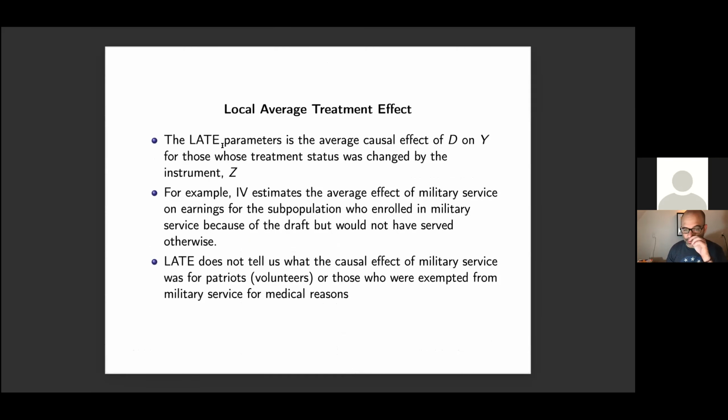So the LATE parameter is the average causal effect of D on Y for those whose treatment status was changed by the instrument. IV estimates the average effect of military service on earnings for the subpopulation who enrolled in military service because of the draft, but who would not have served otherwise. It's the only people. So you don't know the effect on that multi-generational warrior, those people that are basically the fourth generation of warriors in their families. You don't know the effect of military service on them using IV.